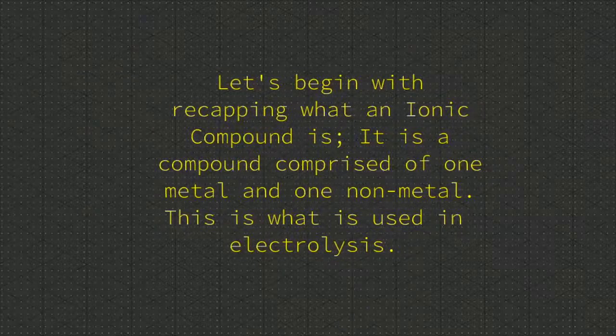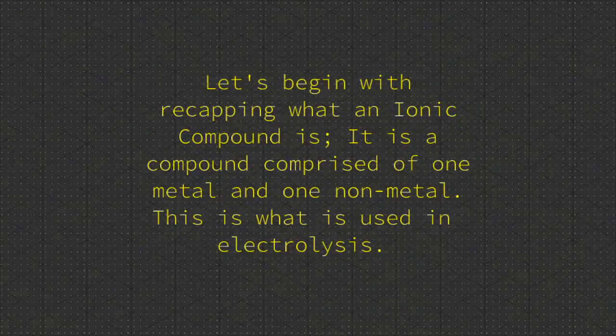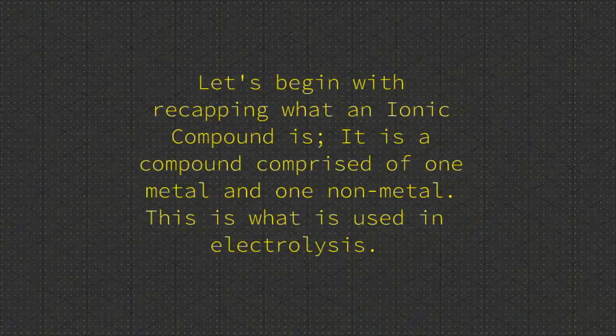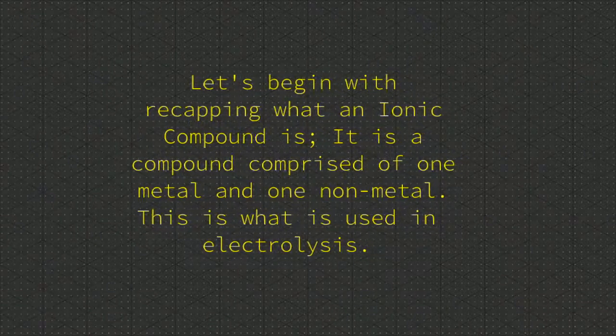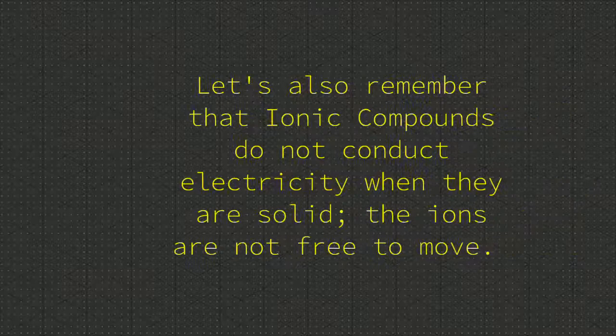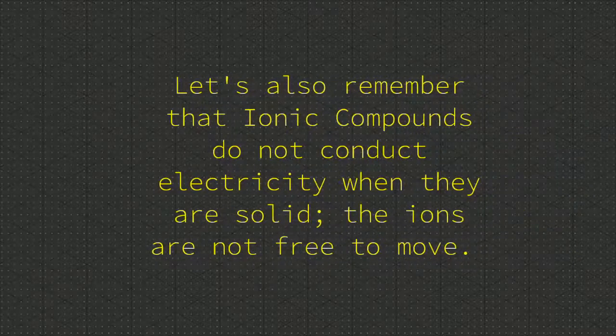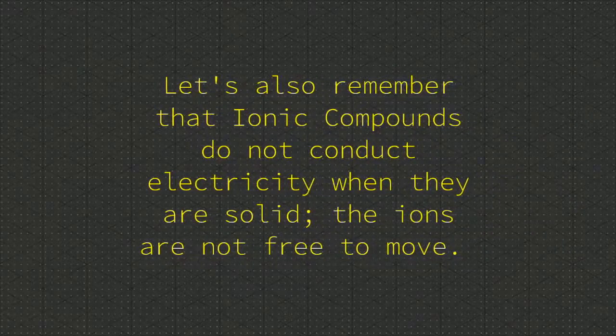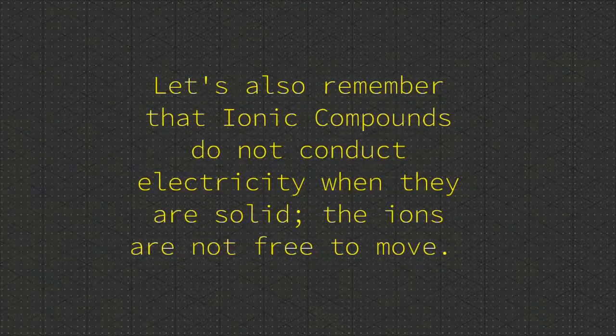Let's begin with recapping what an ionic compound is. It is a compound comprised of one metal and one nonmetal. This is what is used in electrolysis. Let's also remember that ionic compounds do not conduct electricity when they are solid. The ions are not free to move in this state.